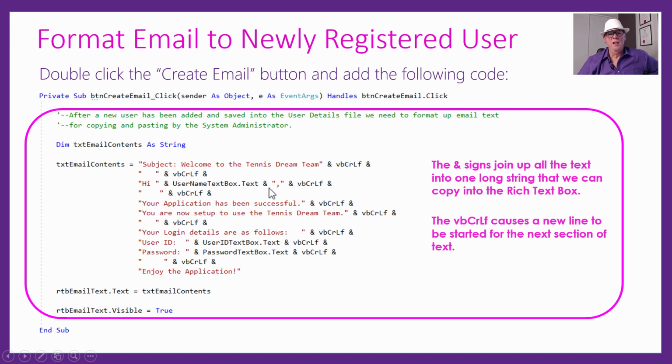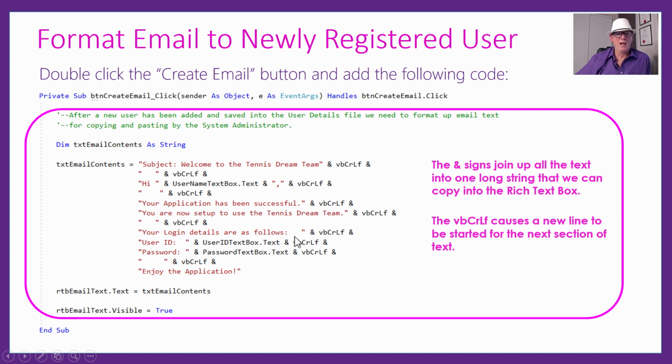Just get the text that's in there and add on a space with a comma, and then we're going to do a new line, a blank. Your application's been successful. You're now set up to use it, a blank line. Login details are as follows. User ID, and then we can get the user ID out of that text box on the form and show it to them. And we can get the password straight out of the text box as well, and then just a finishing line like that.